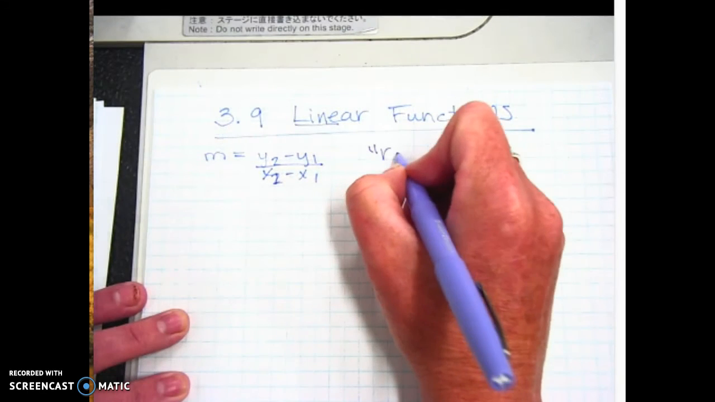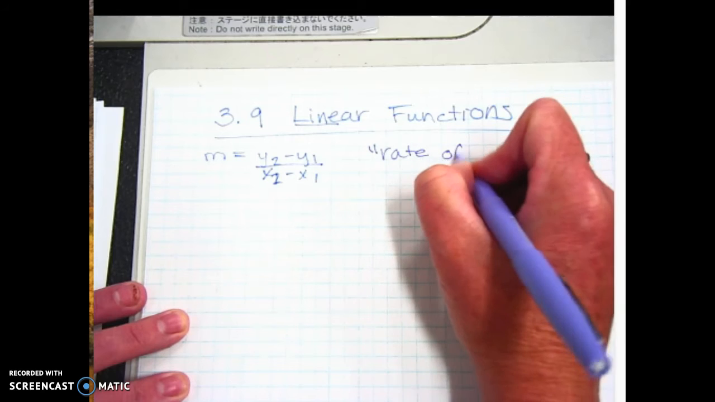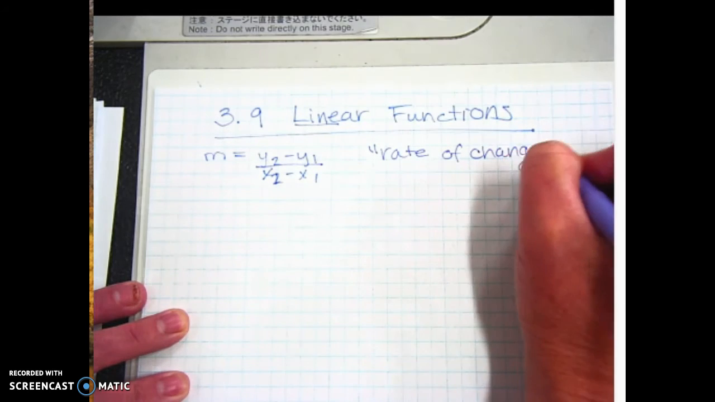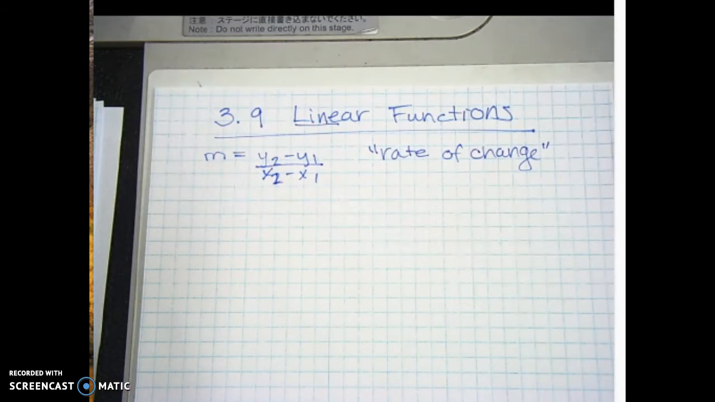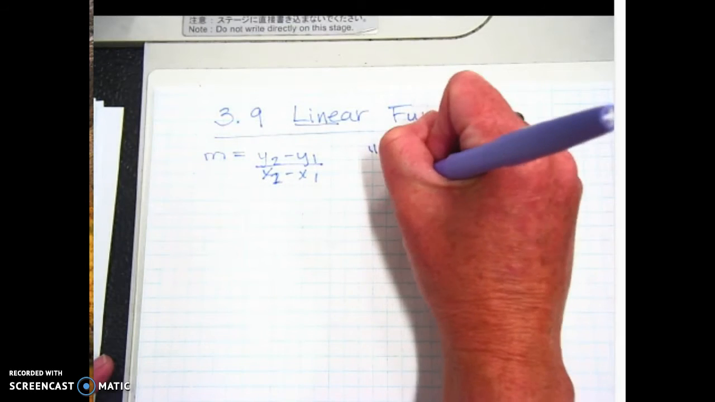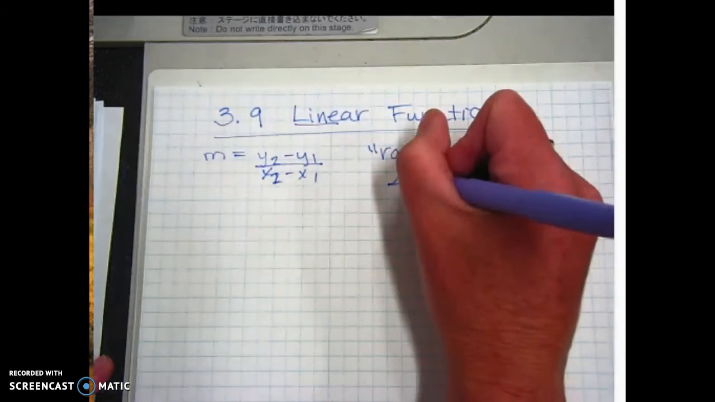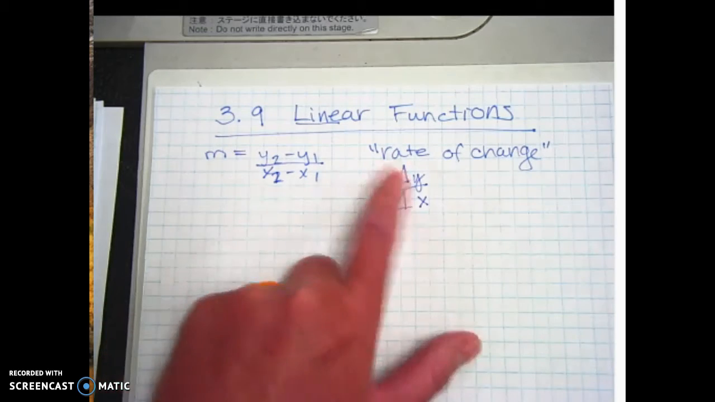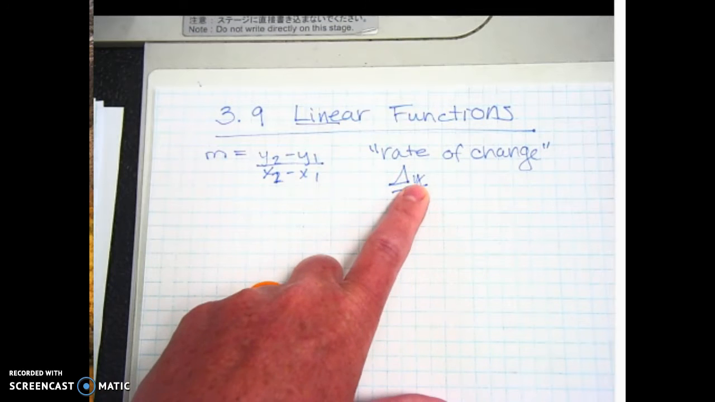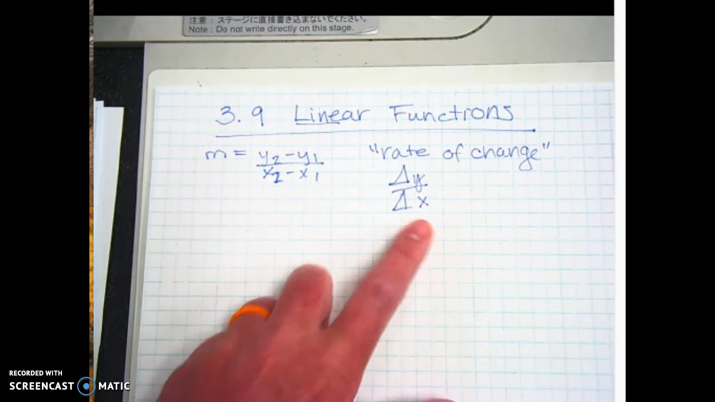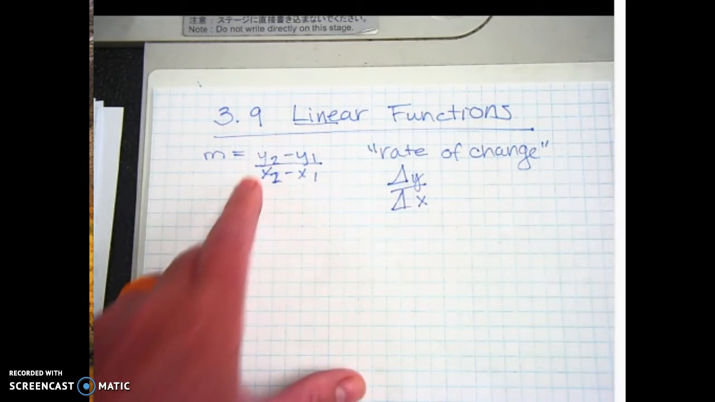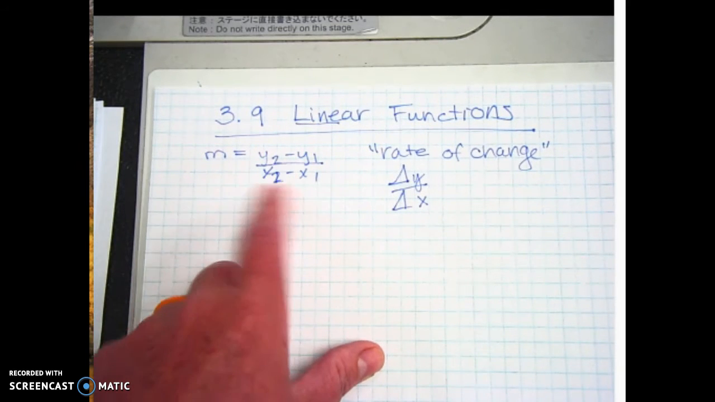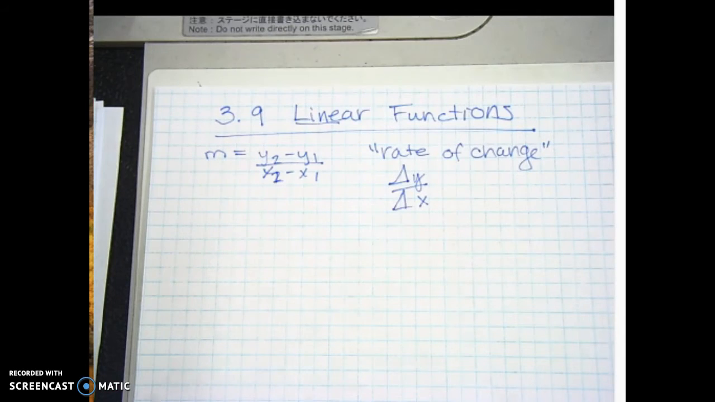You might also see this referred to as rate of change. So if they ask, what is the rate of change? It's basically asking you for the slope. When you get to a class called calculus, you're going to see a triangle y over a triangle x. This is a Greek letter, I think it's delta. It just means the change in y over the change in x, which is what you're doing with that slope formula. The difference in the y's over the difference in the x's is just how much are you going up or down, how much are you going right or left, okay?